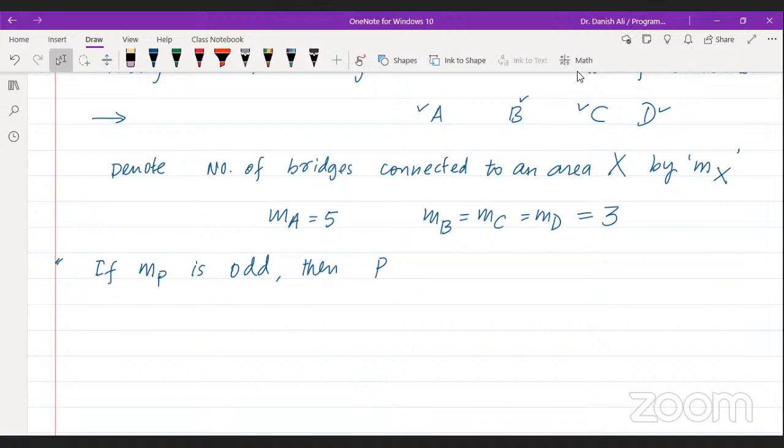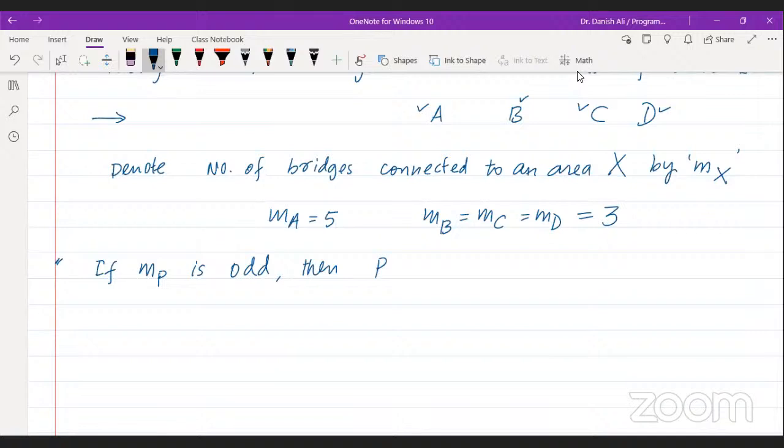I repeat my question. Suppose we have an area, a landmass called P, and an odd number of bridges connected to P. Suppose MP is 3, which is an odd number. How many times will P appear in the string which represents the whole journey? Twice. 2 times. Yes, good.